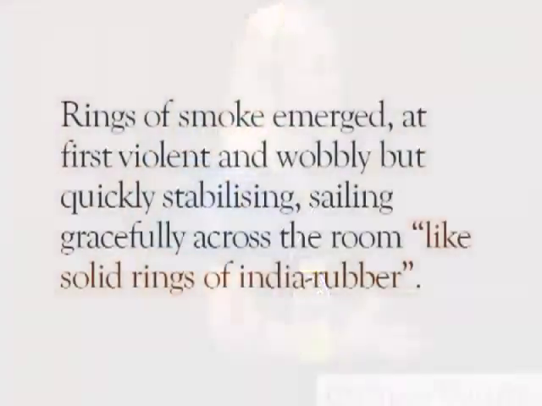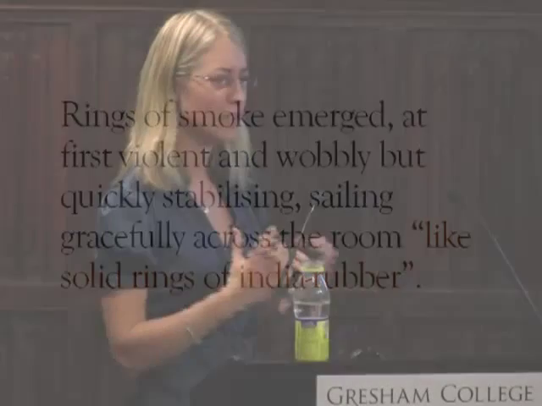So these rings of smoke would emerge, and at first they would seem very violent as they had to move through the opening of the box. But very quickly they would stabilise to become these perfectly circular rings and sail silently and gracefully across to the other side of the room. And Tait described them as being like rings of India rubber, solid India rubber. So they're extremely solid. They looked almost like proper physical solid rings.